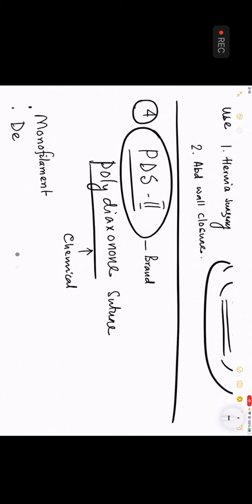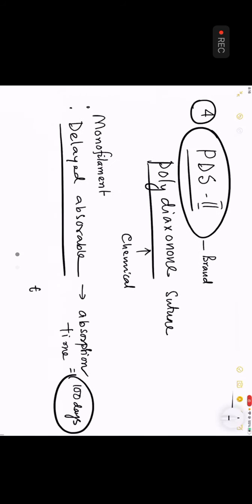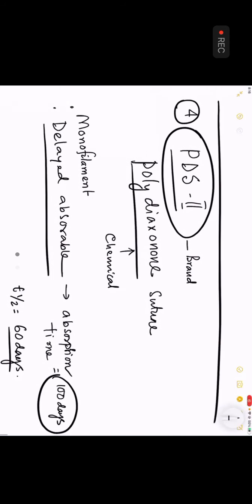This is a delayed absorbable suture. Previously, we used to call it delayed absorbable, but we have changed our nomenclature now. The absorption time is about 100 days, which is around 3 months or more. The tensile strength is maintained for about 60 days. The T half is a tensile strength of 60 days.